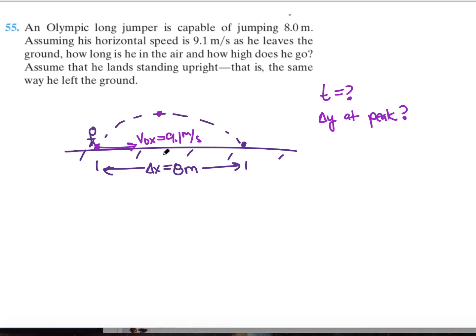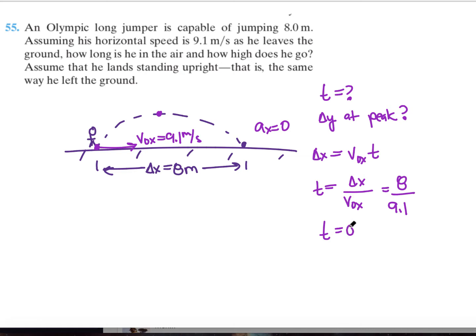So for t, I have v naught x, I have delta x. I know that because the x acceleration is 0, v naught x times t is going to give me delta x. So time in this case is just going to be delta x divided by v naught x. So that's going to be my 8 meters over 9.1 meters per second. So my time in the air is going to be only about 0.88 seconds. Okay, that's the time in the air.